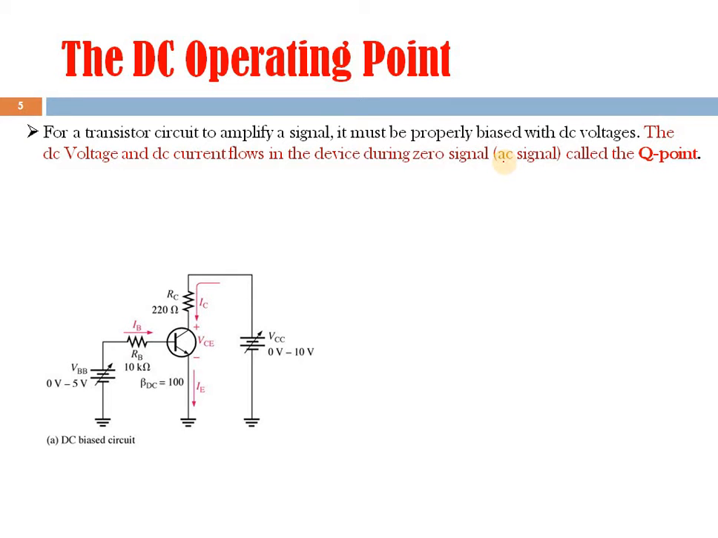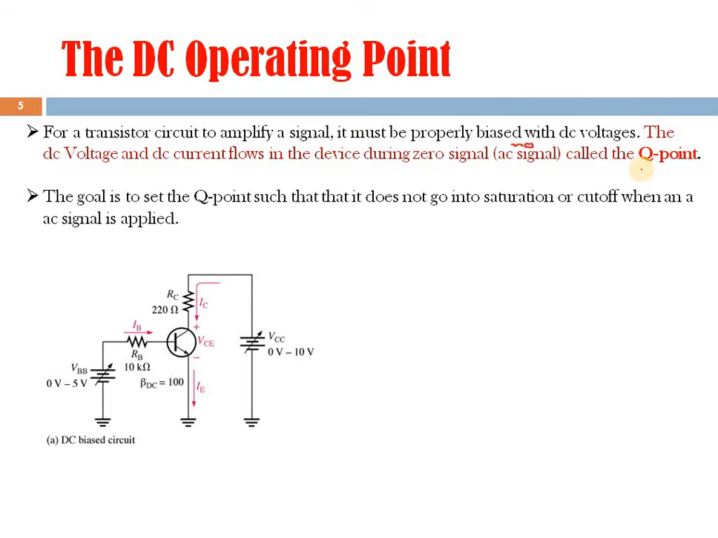Zero signal means there is no AC signal, so no AC signal is applied, right? So when no AC signal is applied, at that time the output voltage and output current are known as the Q point. And our goal is always to set this Q point in such a way that during the entire range of input and output signal, the device remains in the active region. It should not go into the saturation region or the cutoff region.